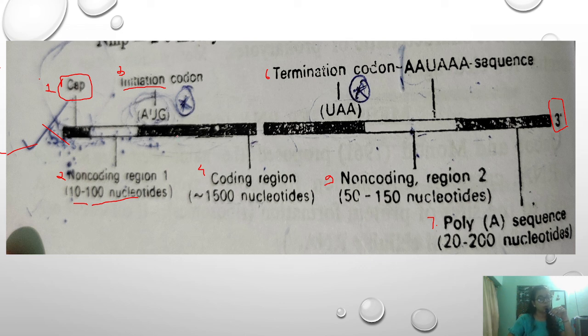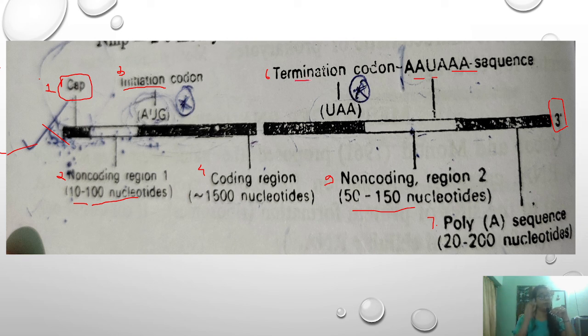Next is the coding region. This blackened region is the coding region, which takes part in the protein synthesis process. Next comes the second non-coding region, that is 50 to 150 nucleotides. It contains the adenine, uracil, adenine sequence, that is the AAUAA sequence. Next coming to the termination codon.